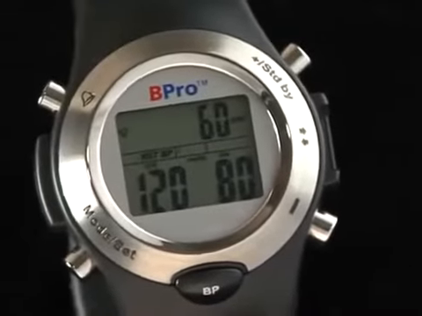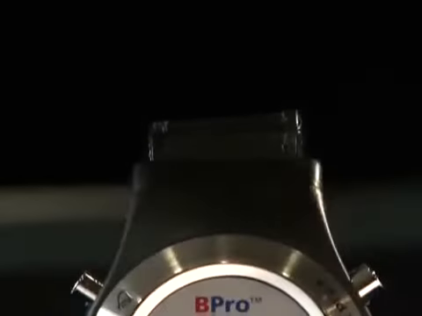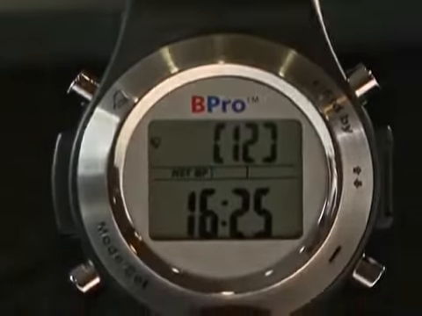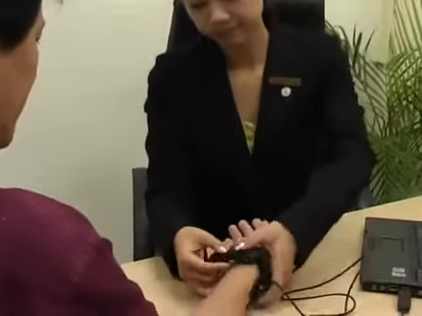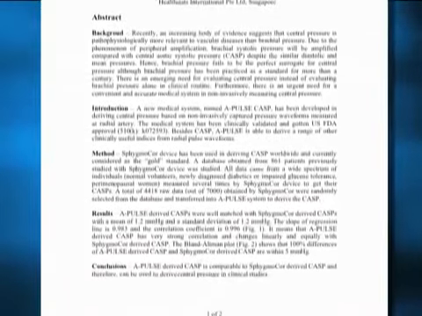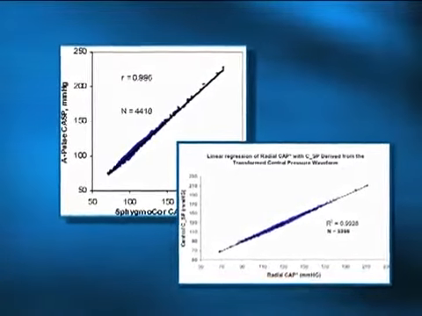This is where HealthStats comes in. We call it BPro, with patented FDA-approved software which will calculate your central aortic pressure very accurately. This has been validated over more than 10,000 patient waveforms. We have done a comparison between the gold standard and our central pressure, and the accuracy is as close as 0.996. Can you imagine, with 10,000 patient waveforms, we can get that kind of close accuracy?